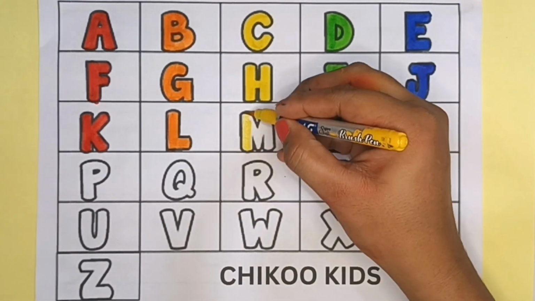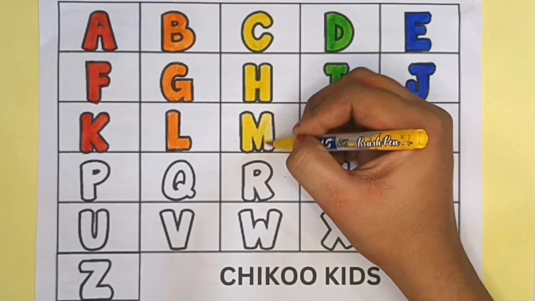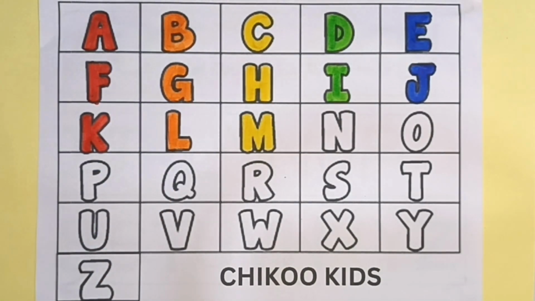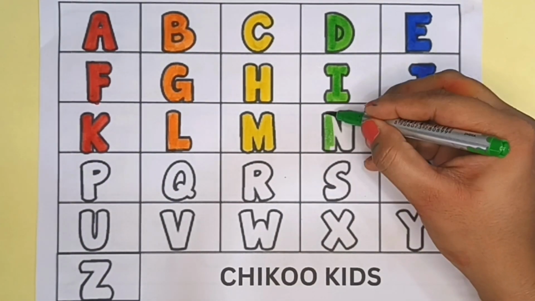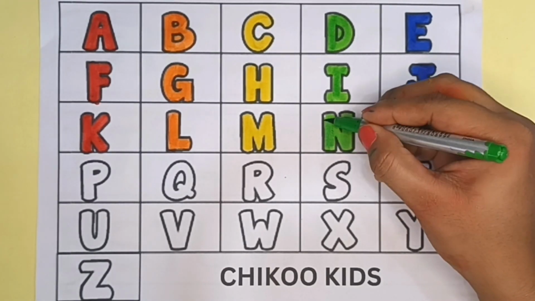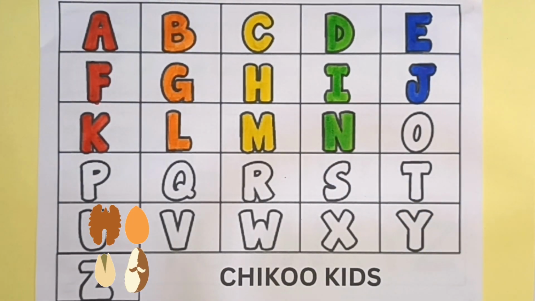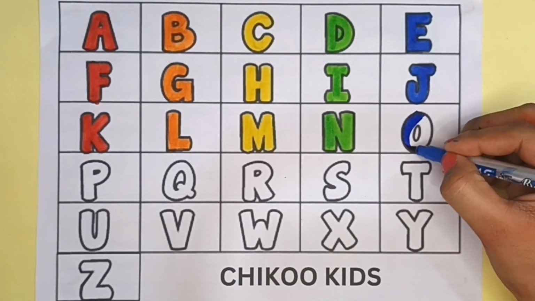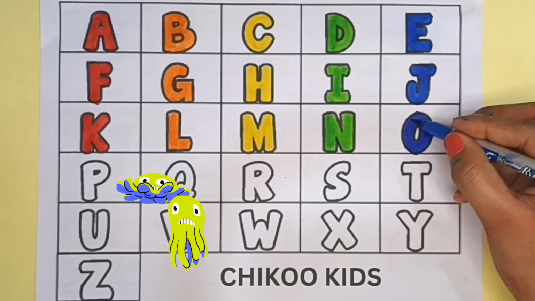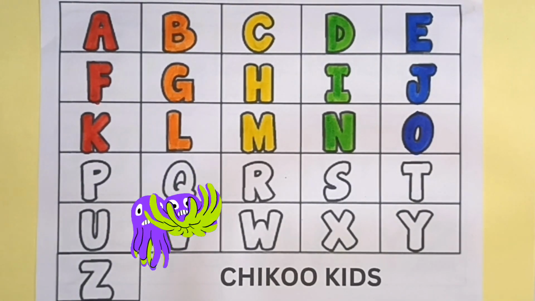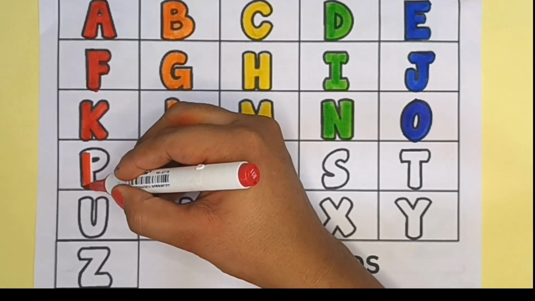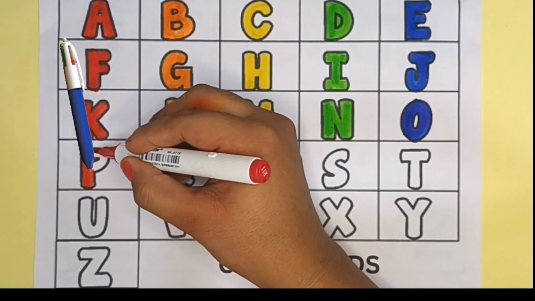M for monkey, yellow color. N for nuts, green color. O for octopus, blue color. P for pen, red color.